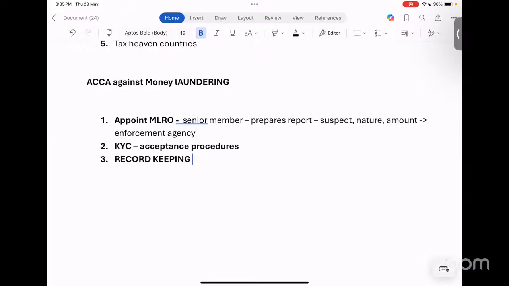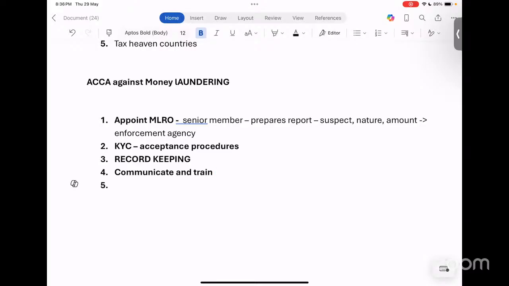Then we should always communicate and train our employees in the entity. That's what ACCA says, that all the people from the ground level to the senior level should know that there is an MLRO to whom we are supposed to report suspicious transactions or events. And if we think there is something suspicious, we are not supposed to tip off. That means we are not supposed to make the perpetrator of money laundering aware that we doubt him. Otherwise, he will conceal his actions. So make sure you communicate and train your employees.